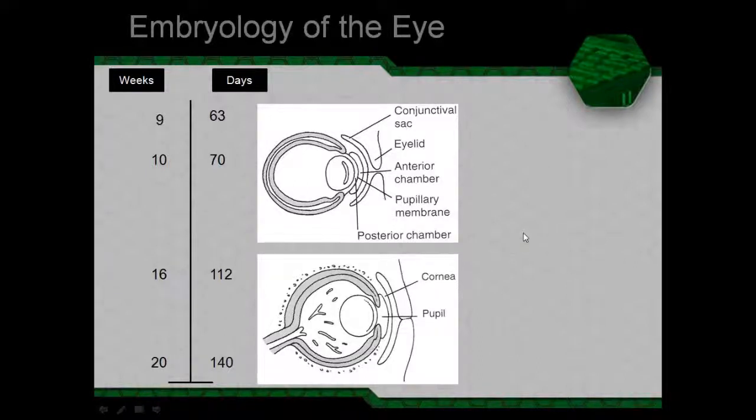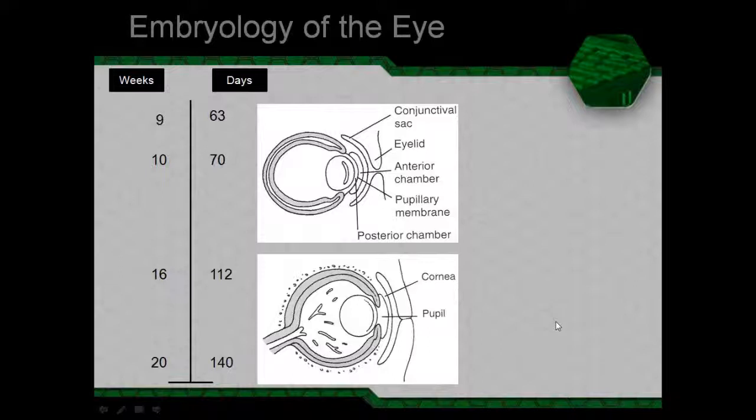Now, in the 7th week of development, the mesenchyme covering the anterior surface of the lens basically splits internally to form the anterior chamber, and shortly thereafter, by about week 10, vascularization in the layer of the mesenchyme in contact with the lens forms the posterior chamber. Right there. Now, the pupillary membrane, which can be seen here, initially separates the anterior and posterior chambers, but it breaks down, and this breakdown in early fetal life creates the pupil.